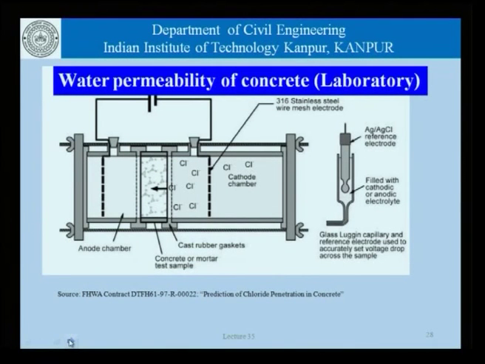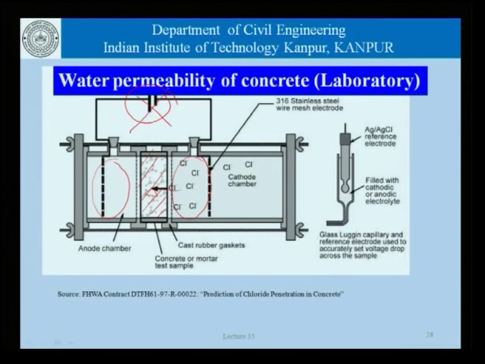So, in principle, a lot of methods use a setup which is summarized here. We have a concrete specimen. On one side we have a chloride rich environment, on the other side we have an environment which is not having chlorides to begin with, and then we try to push the chlorides through the concrete onto the other side. Now, if we apply a direct current here, the test basically becomes the T277, that is a rapid chloride permeability test.